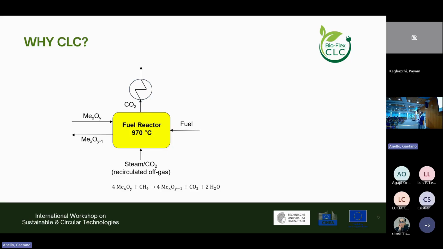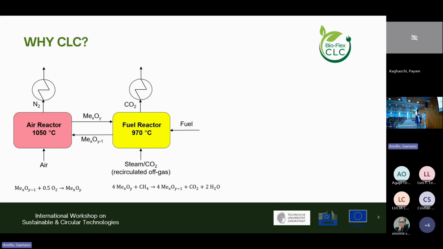This metal oxide is reduced, and this way the methane is oxidized, and we get a flue gas stream from this reactor, which primarily consists of carbon dioxide and water, so it's quite easily ready for further compression and storage or utilization. To keep this going, we need a second reactor. In between of these 2 reactors, this oxygen carrier, this metal oxide is circulating, and in the second reactor, the air reactor, we use then air to reoxidize our oxygen carrier particles.